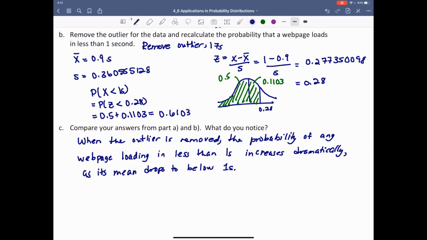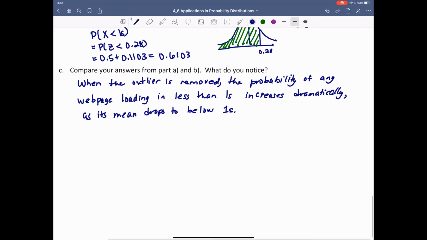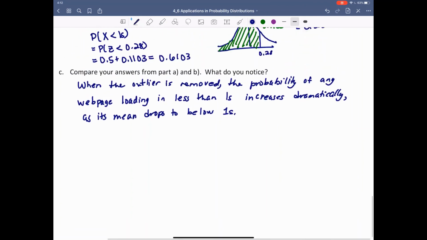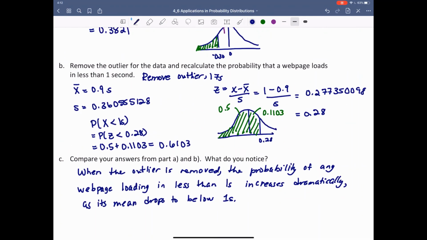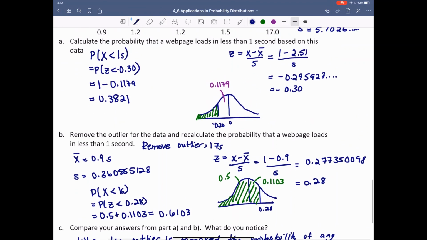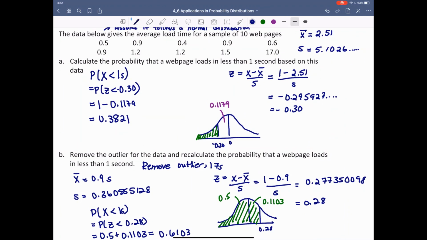Okay, so you can see here how it's really important to have an accurate collection of data, and it may be even more helpful to look at a sample of more than simply 10 web pages to accurately make an estimation about how likely it would be for a website to load in less than 1 second.